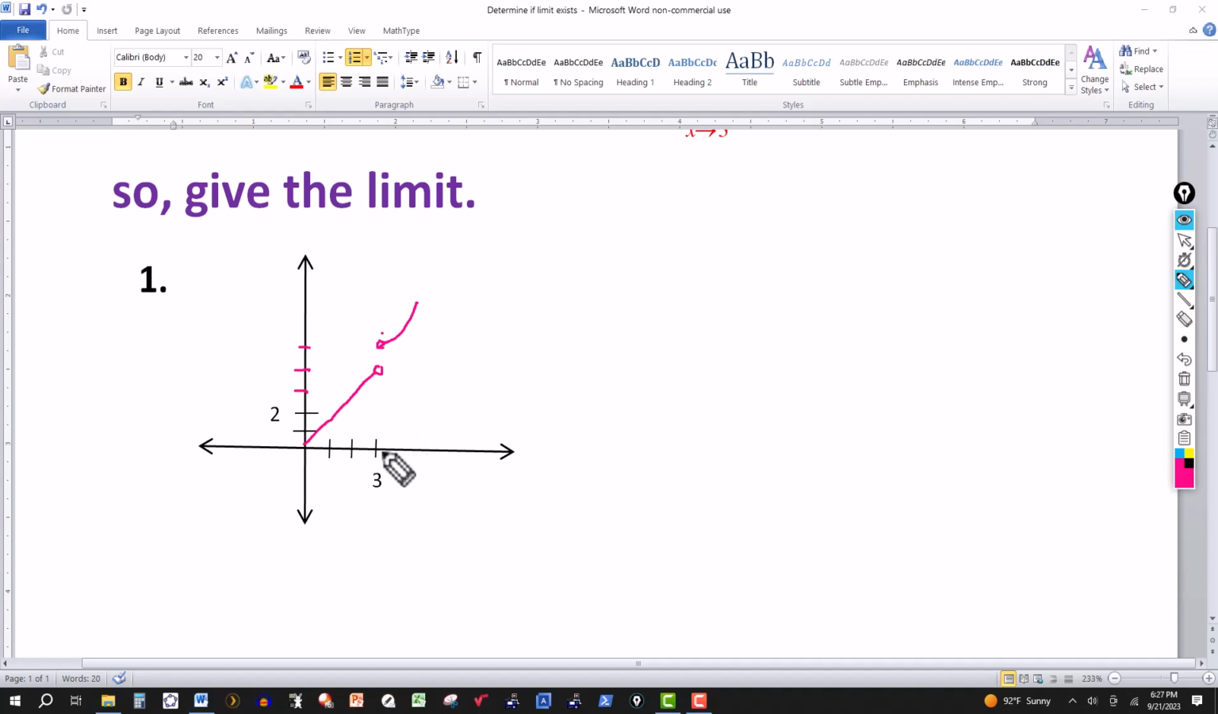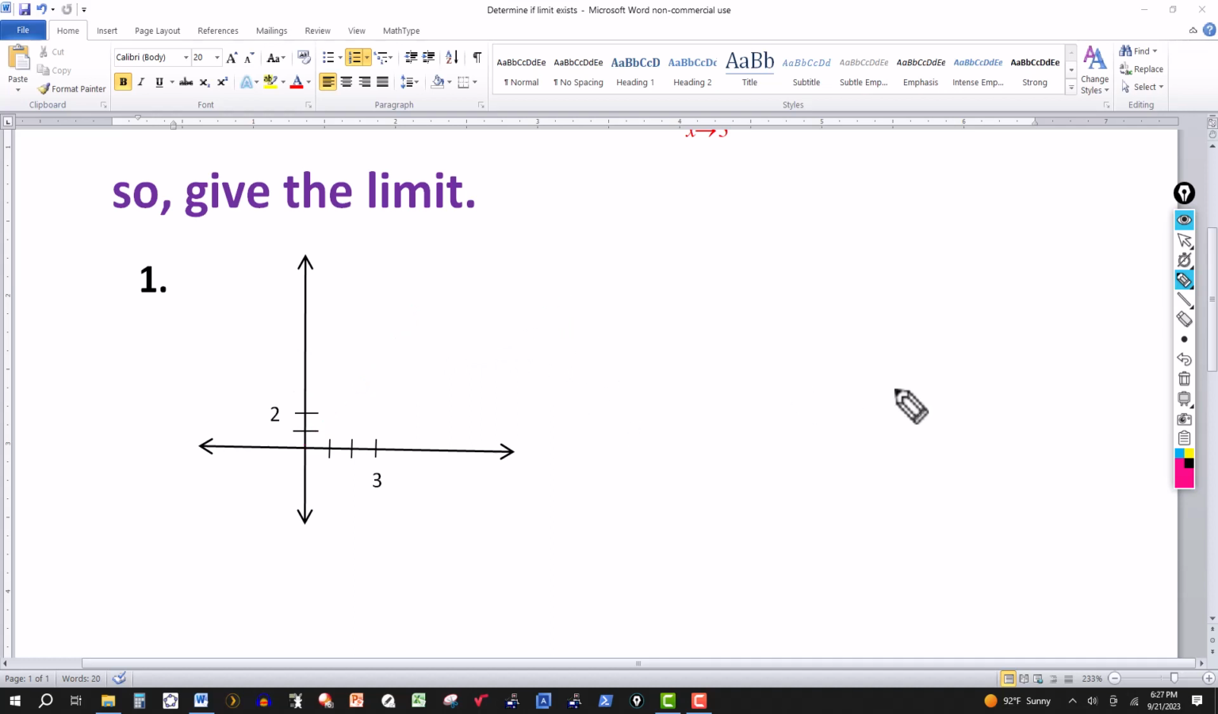And the limit from the right side as x approaches 3: get real close to 3 from the right side. You don't want to get right at 3, real close to 3, and then what is that value? That's 5. So I get 2 different limits from the left and from the right. They're not equal. So the limit does not exist.